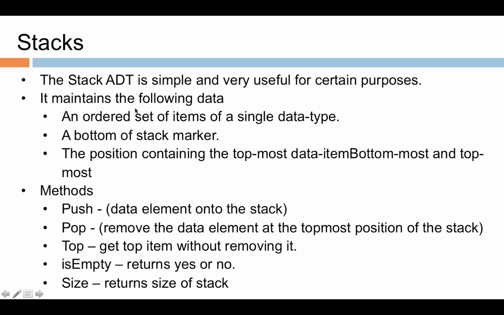If you look at the stack abstract data type, you have the following data items. You have an ordered set of items of a single data type, and there is also one data item which corresponds to what is called the bottom of the stack marker. So the value of this variable will tell you whether the stack is empty or not. And then we have the position of the topmost data item which can be accessed in query.